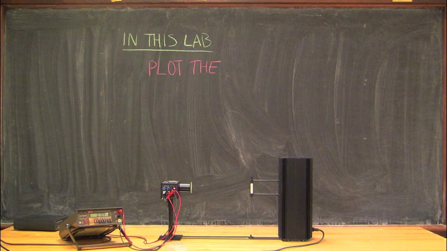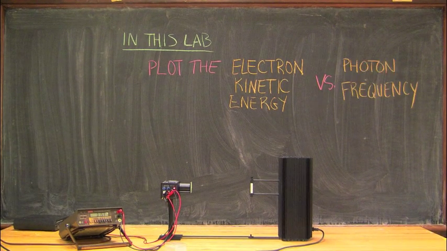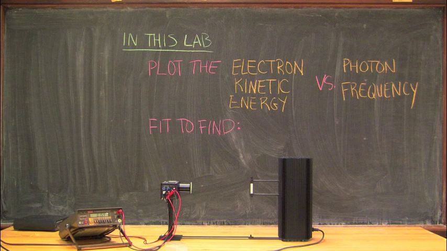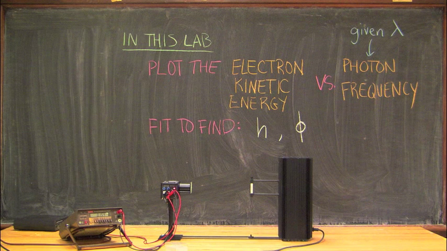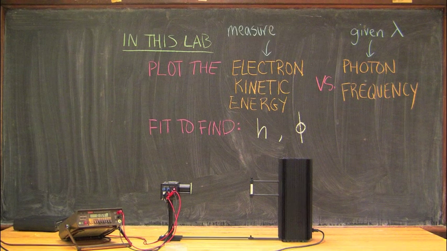So in this lab, you'll plot the electron kinetic energy versus photon frequency, and you'll fit your data to a line to find both h and phi. You'll be given known wavelengths of light to use so that you can find the photon frequency, but you'll measure the kinetic energy.